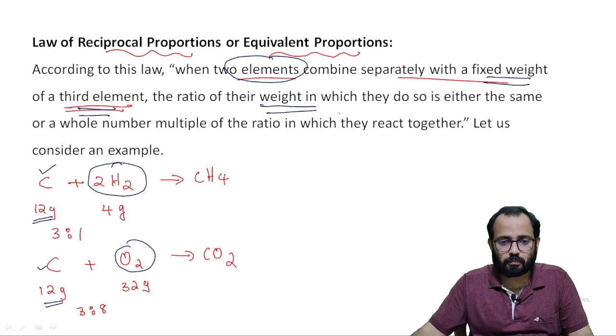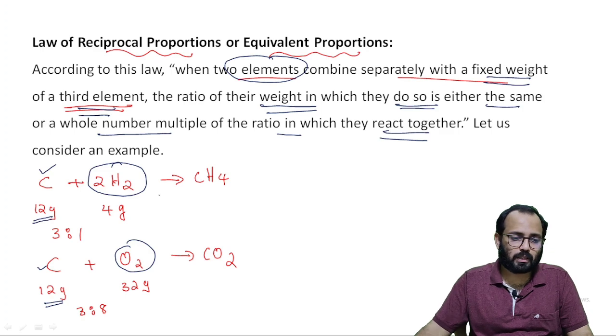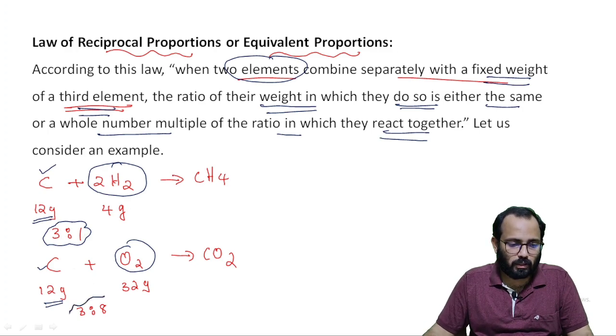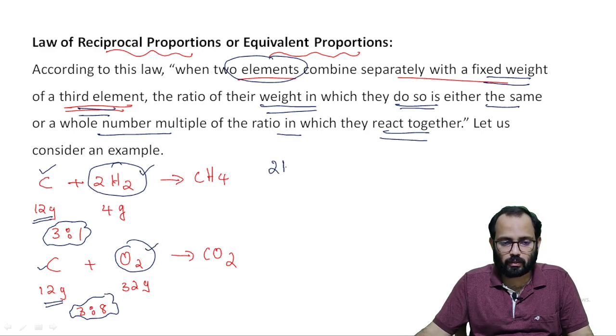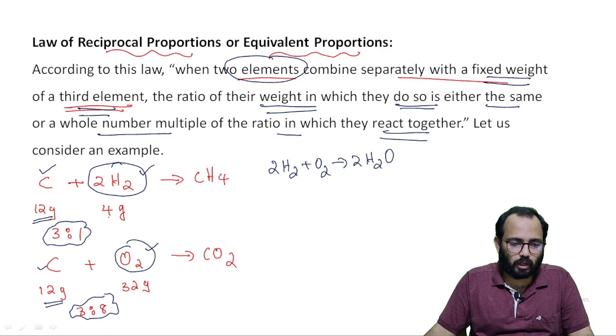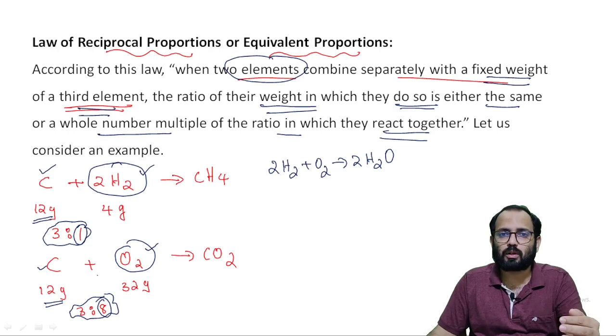The ratio of their weights in which they do so is either the same or a whole number multiple of the ratio in which they react. What they are telling is, carbon reacts with hydrogen to form methane in a 3:1 ratio, and carbon reacts with oxygen in a ratio 3:8. Now if these two elements combine, 2H2 plus O2 gives 2H2O. How are they going to combine? They combine in this particular ratio, 1:8. Let's check. This is the ratio they combine in. That is what they are telling.